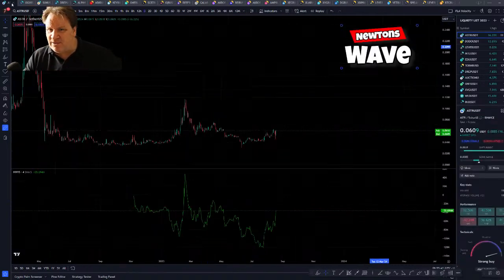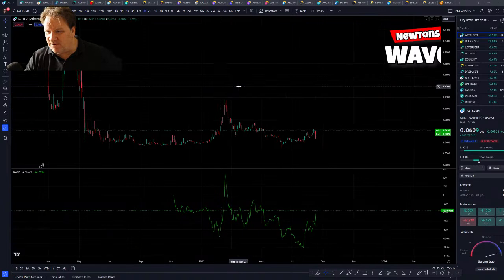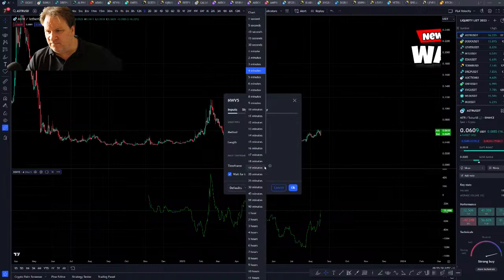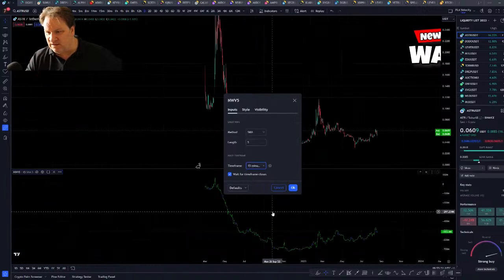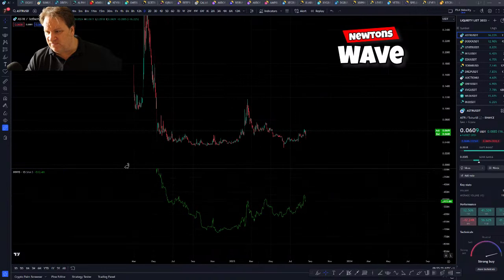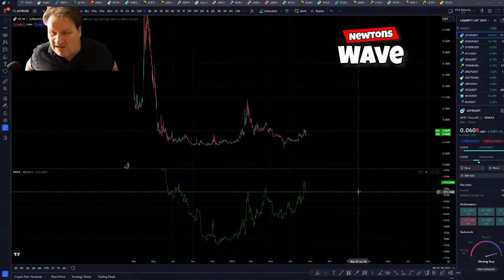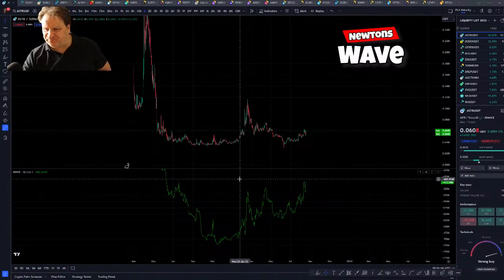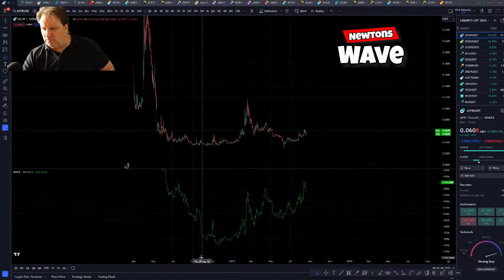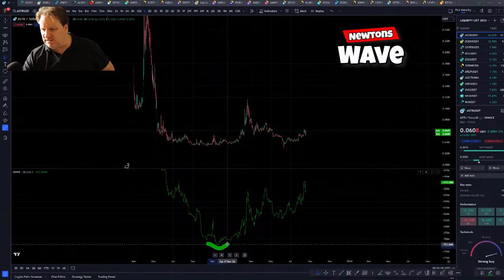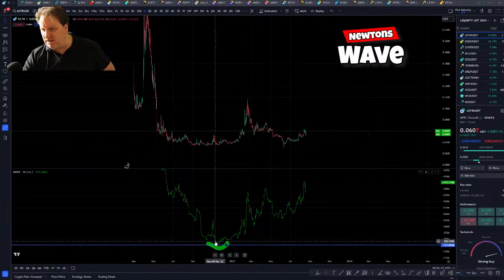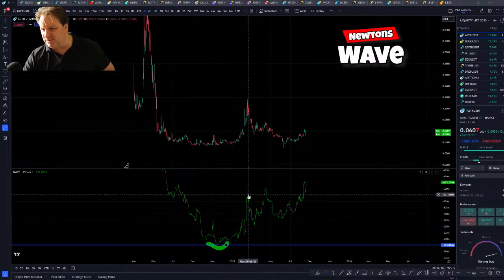So if we now go to ASTAR, if I change the time frame on here, this is Newton's wave. So when will ASTAR pop and what's it going to go to? Let me show you. Newton's wave tells us that the withdrawals stopped here. I'm going to put a line at the bottom. The withdrawals stopped there, and then loads of deposits were made.